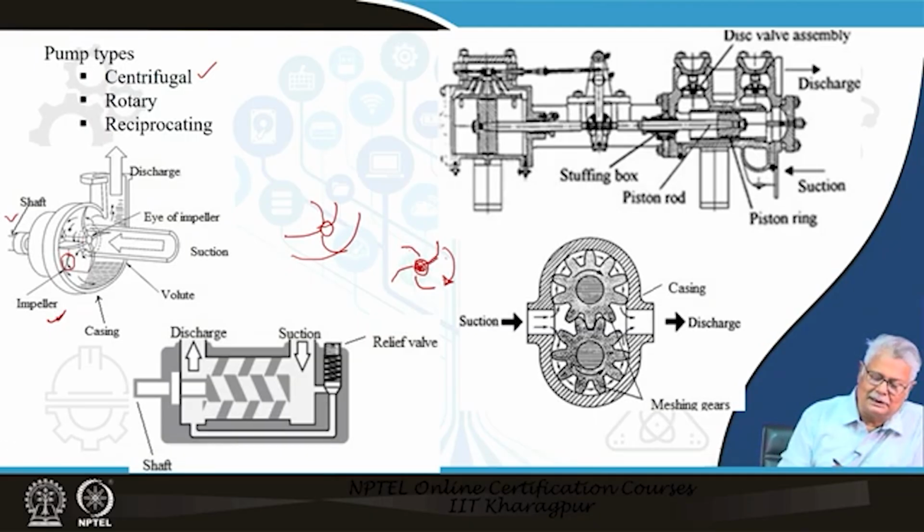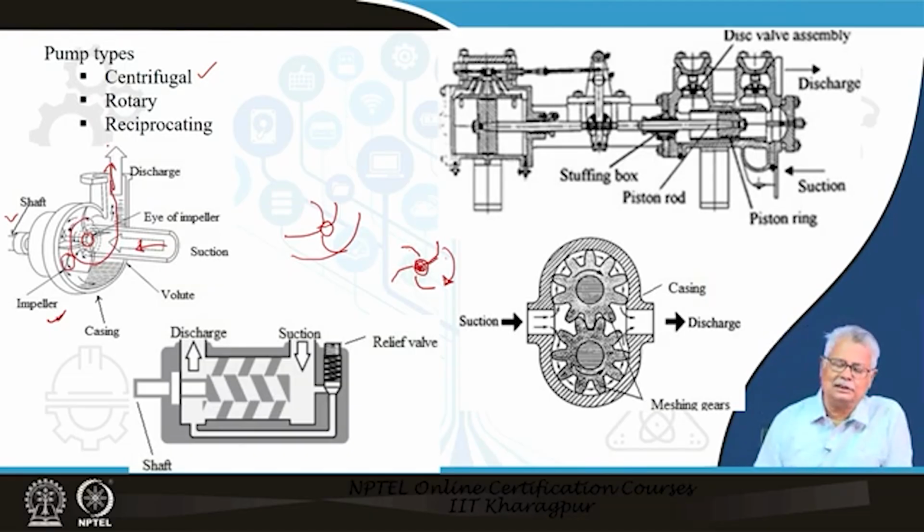The eye of the impeller is this. The suction comes and terminates here, supplying the liquid to the impeller eye. The casing is here, also known as a volute because it is not just a cylinder, but it ends with a discharge arrangement as well. So liquid comes in this way, gets thrown off tangentially and goes out this way.